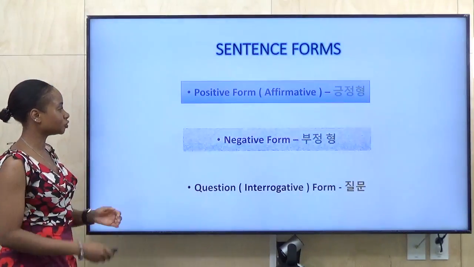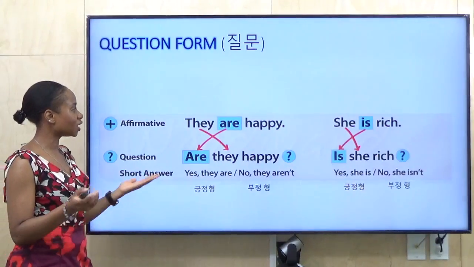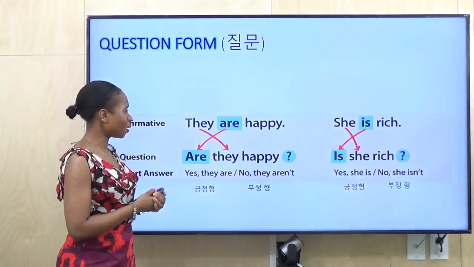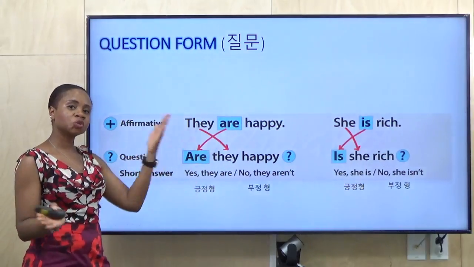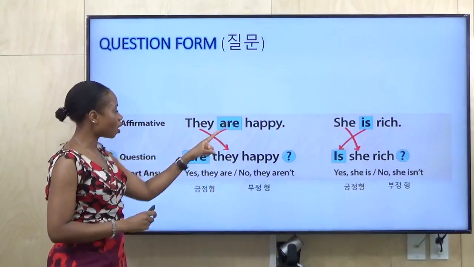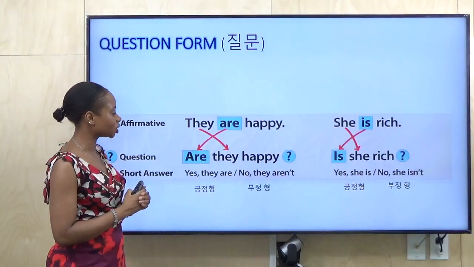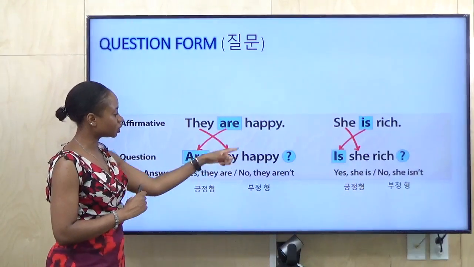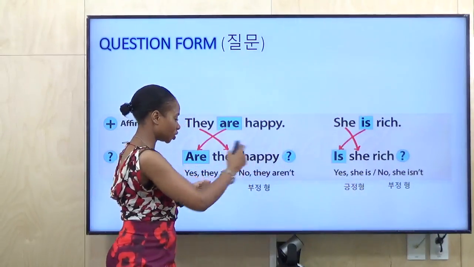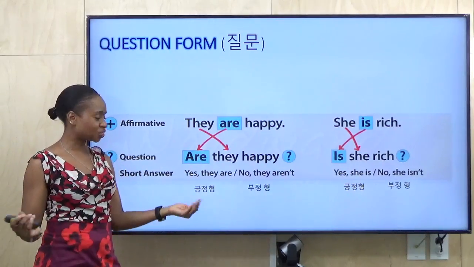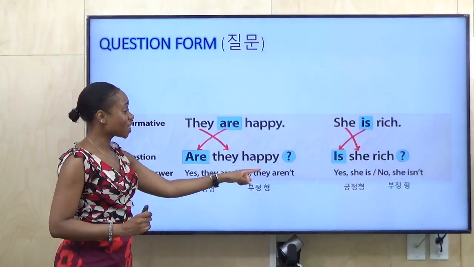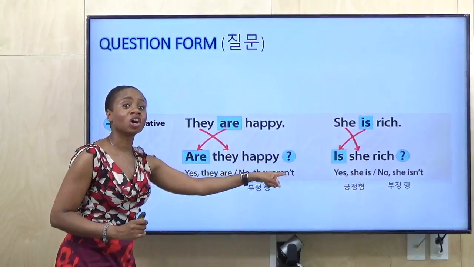Let's look at the question forms. We finished positive, negative, and now the question form. For the question form, we have they are happy. Okay, but if we want to change it to a question, we will move the subject and the verb around. Okay, so are starts at the beginning, the verb starts the question, and then the subject comes into second place. Are they happy? And we add a little question mark at the end. Okay. And for our answer, it's yes, they are, right? Or no, they aren't, are not.